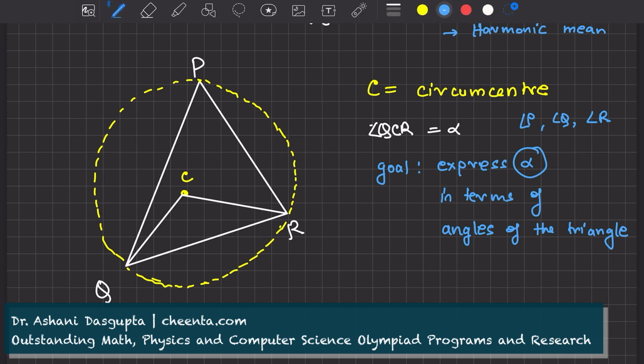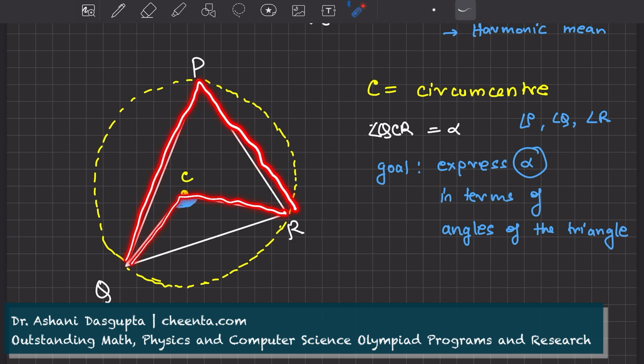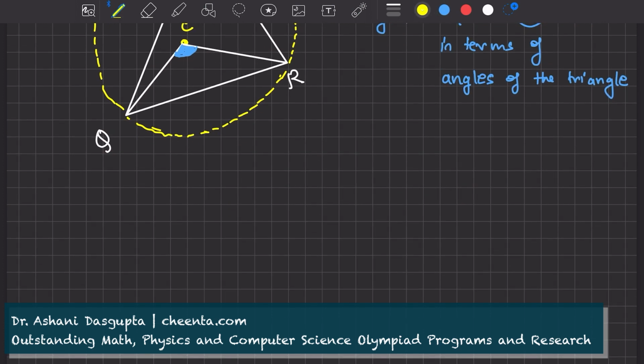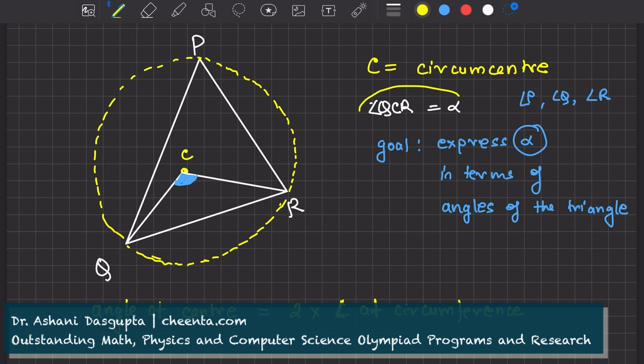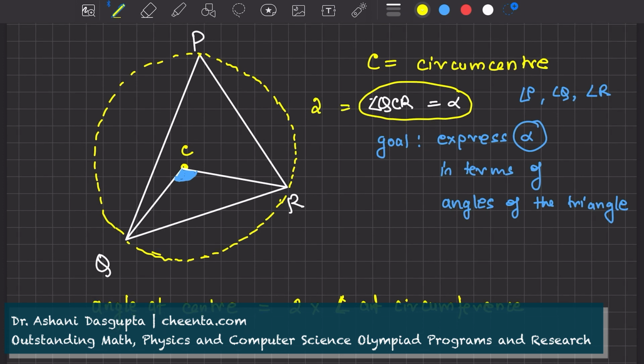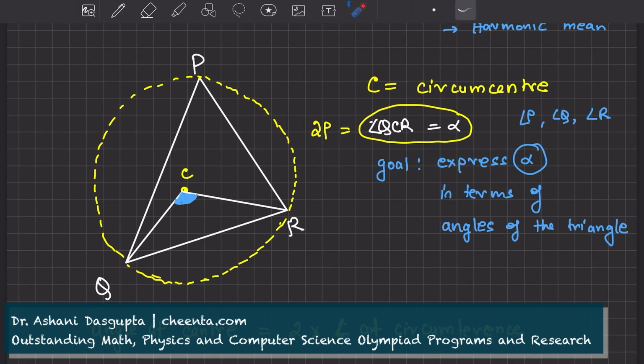So this one is really simple. This is the angle at the center, angle QCR. And this is the angle at the circumference. And we know that angle at the center is twice the angle at the circumference. So this is a very important theorem in geometry. So angle alpha or angle QCR is simply twice the angle P. So that one is simple.